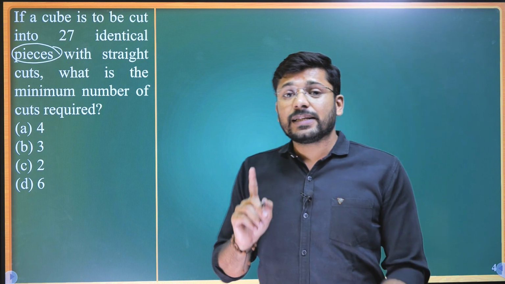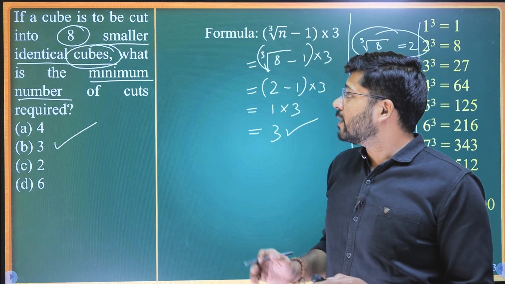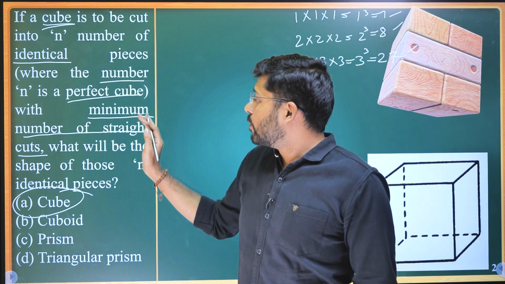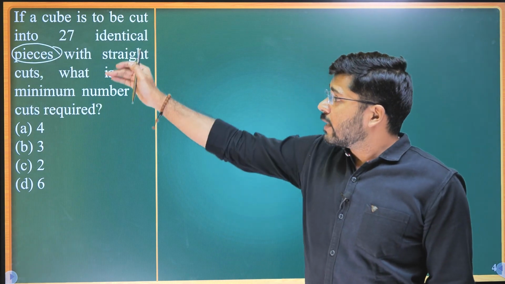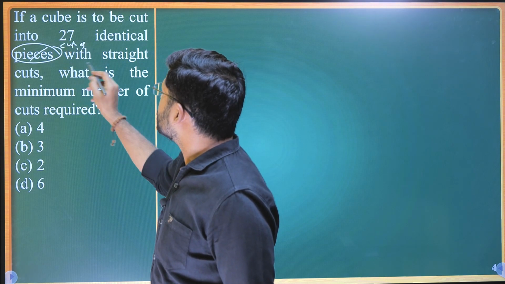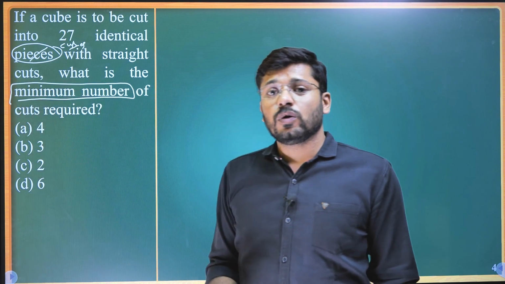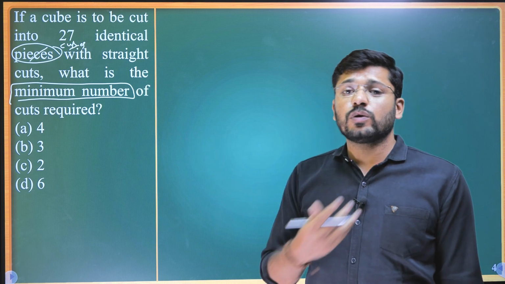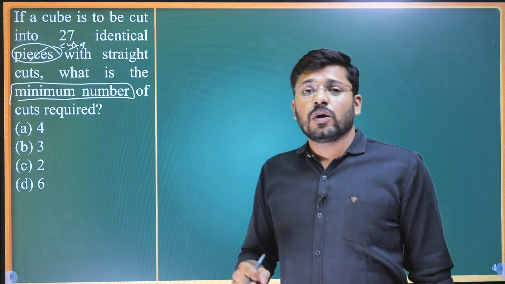However, using the first concept that we learned, what was the first concept? If you are to cut a bigger cube into n number of identical pieces with the minimum number of cuts, then each of those shapes will be a cube itself. So here, even though they have told us identical pieces, we can consider them to be identical cubes. Why? Because they have told us the minimum number of cuts required. When the minimum number of cuts is required, each of those identical pieces will be cubes themselves. That is the concept that we learned in the first problem, and we will use that concept here.